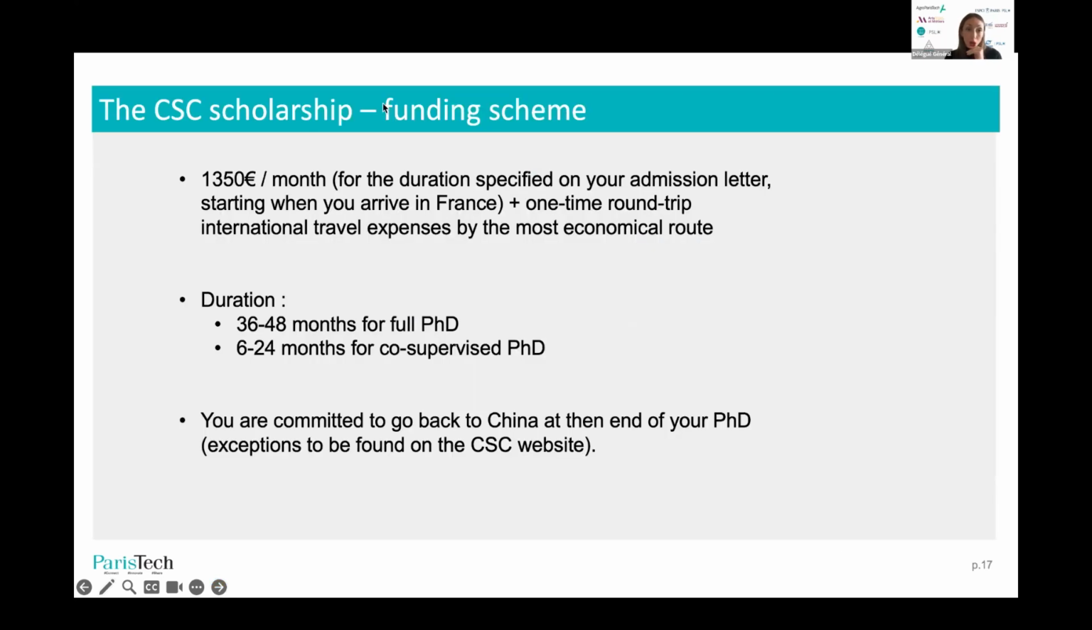About the scholarship, as you can see, you can have an amount per month for the duration specified in your admission letter, which comes later, and one-time round-trip international travel expenses by the most economical route. The duration is between 36 and 48 months for a full PhD, or 6 and 24 months for co-supervised PhD. So you will be able to choose between the two and explain your choice in the file. And of course, you are committed to go back to China at the end of your PhD. If there is an exception, it is to be found on the CSC website.